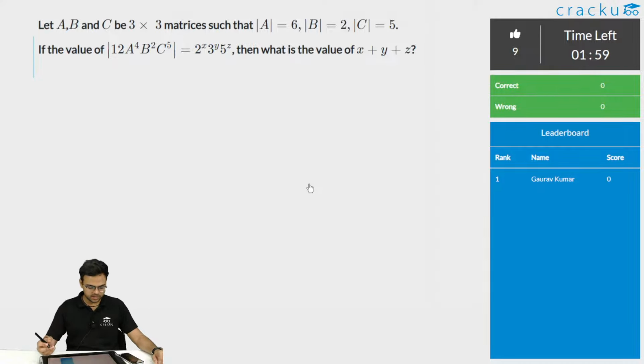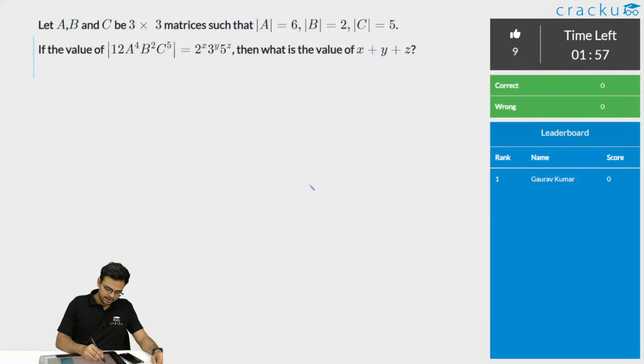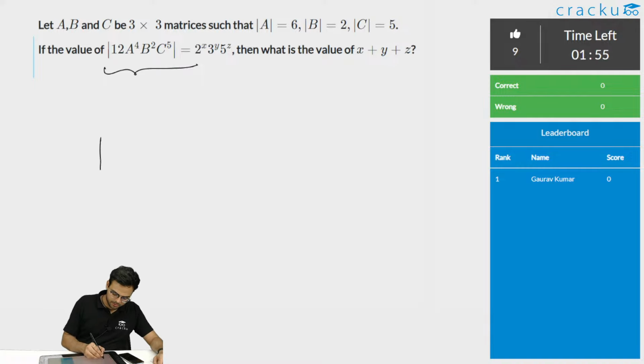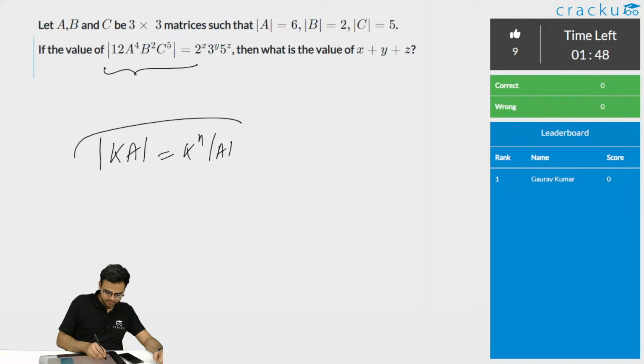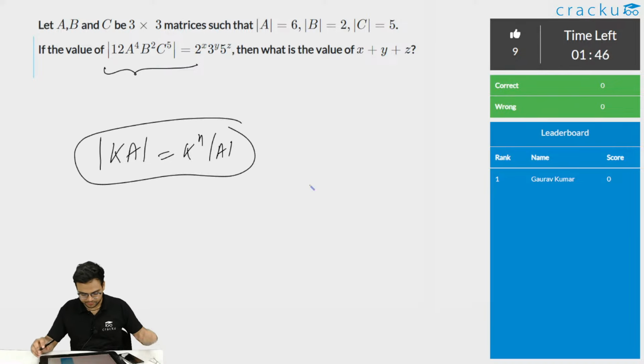So give this question a try. Again, as discussed earlier, we discussed the property of the determinant of kA. So this is k to the power n into determinant of A. Apply this concept to get the answer.